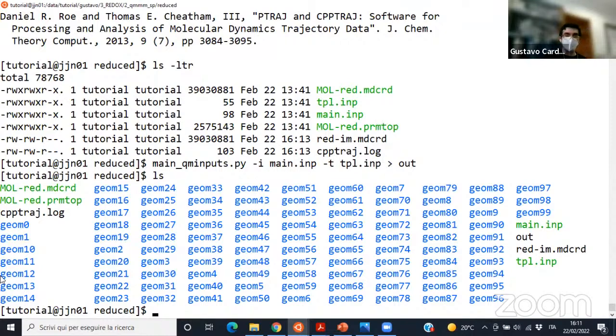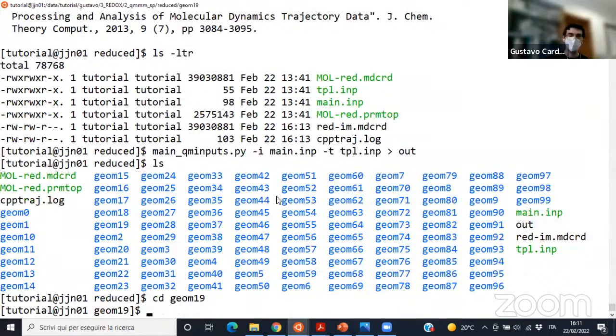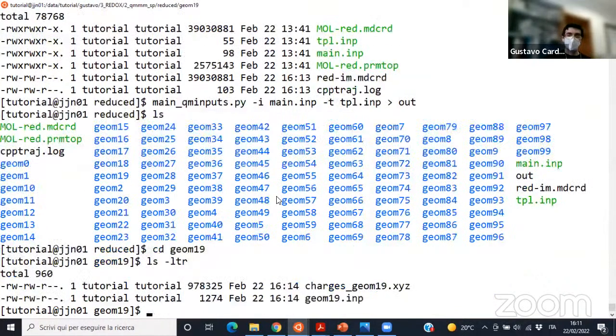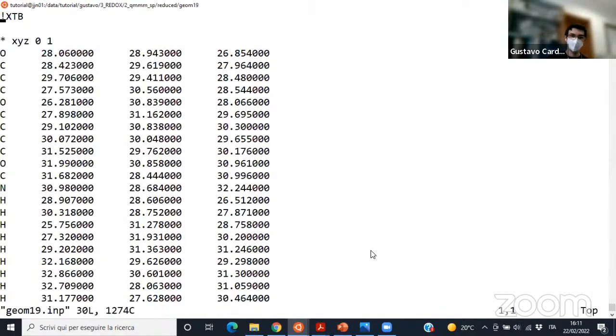As you can see, we have 100 different folders. Each one of these folders is going to contain each one of the input files. They're going to be quite simple. So let's go, why not? For example, 319, geometry 19. So what do we have here? We have the actual input file, which is geom19.in, which is extremely simple.